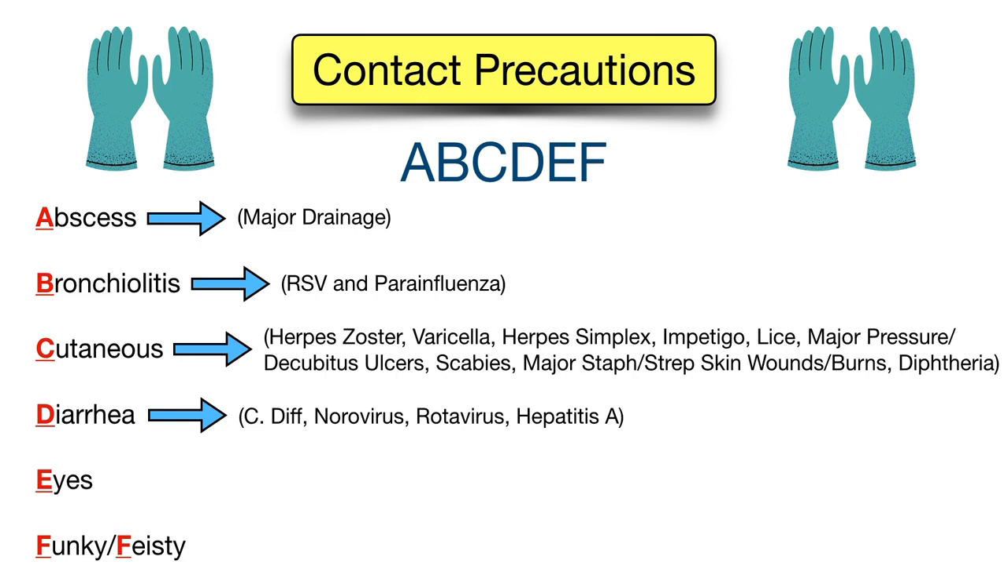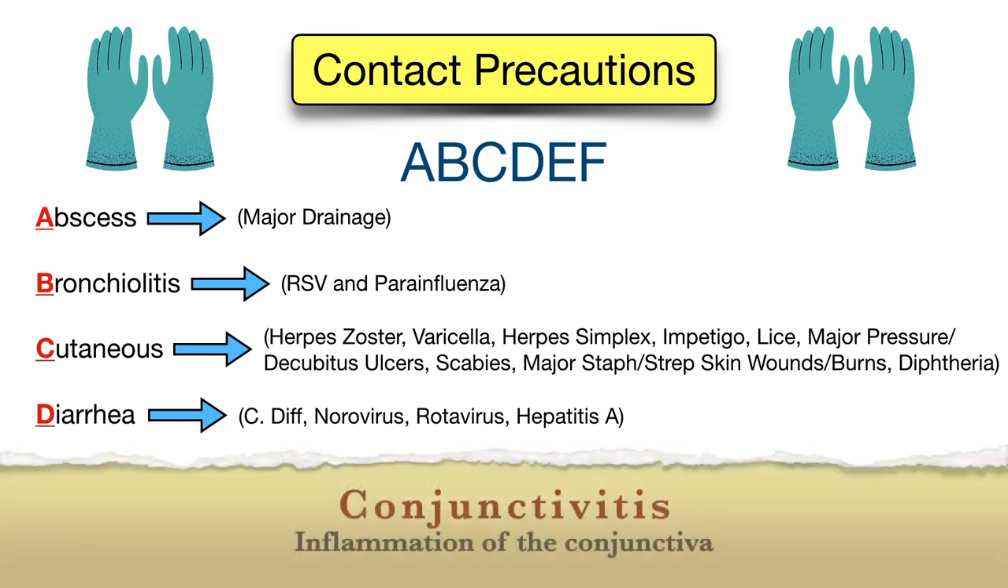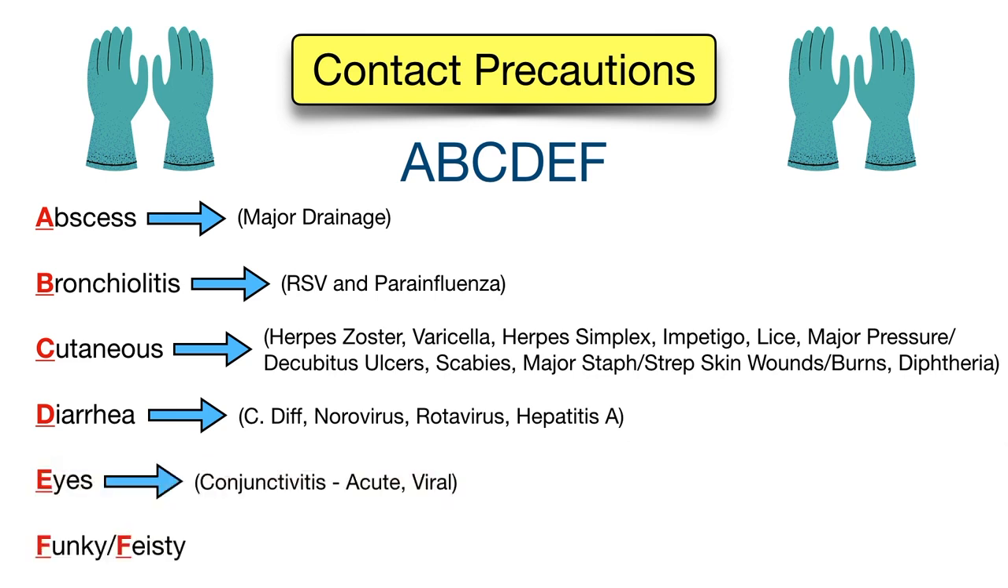Moving on to E for eyes, this will help you remember conjunctivitis. We're talking about infectious conjunctivitis here, especially acute viral conjunctivitis, which some people also refer to as pink eye. Remember, conjunctivitis simply means inflammation of the conjunctiva. Many things can cause conjunctivitis, such as allergies, irritants, trauma, viral infections, and bacterial infections, to name a few.